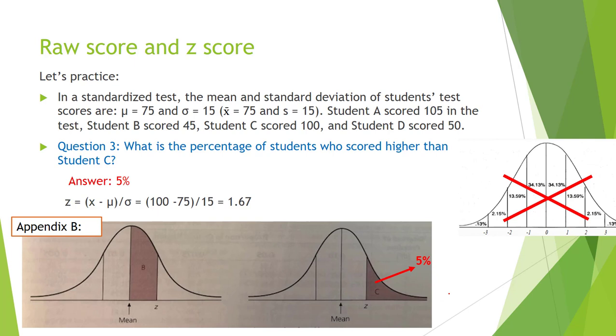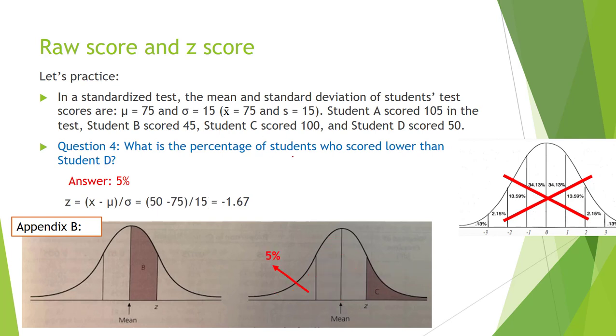So if I ask you to calculate the percentage of students who scored lower than student C, lower than student C will be the area to the left-hand side of this Z. So if this is 5%, this total red shaded area here will be 95%. Okay? Because you understand the total area underneath the curve is 100%.